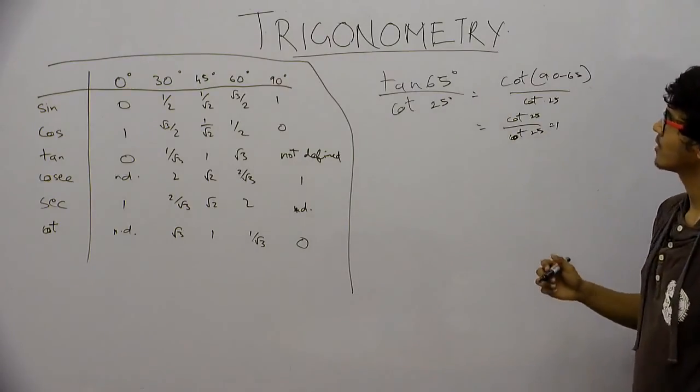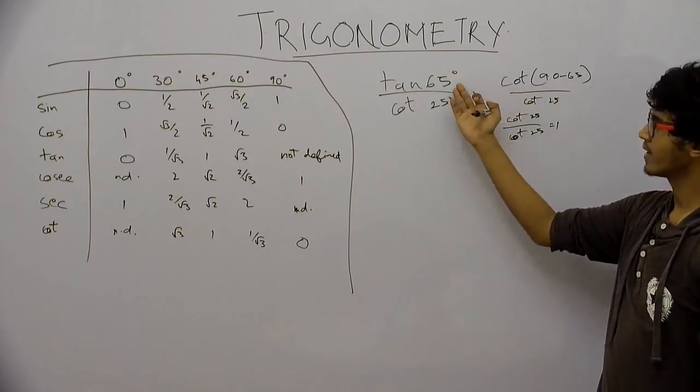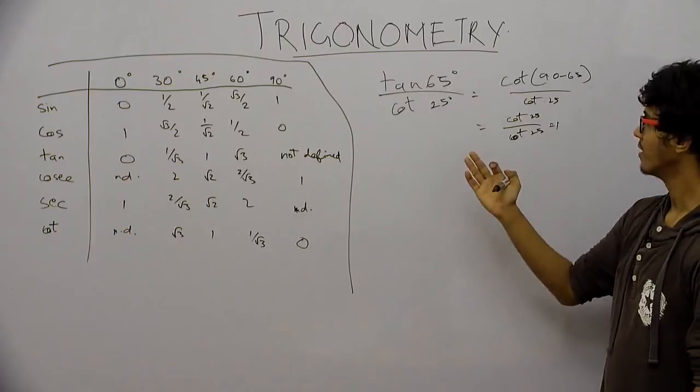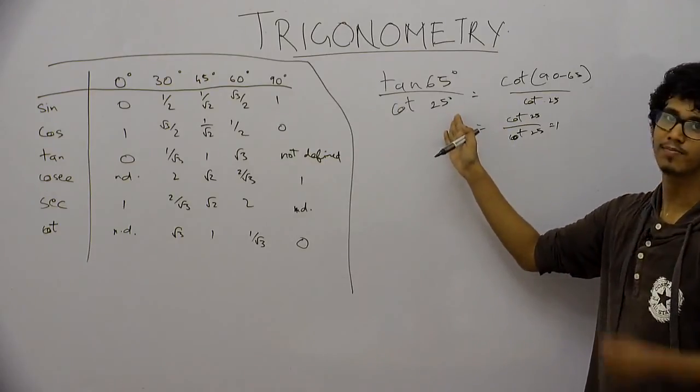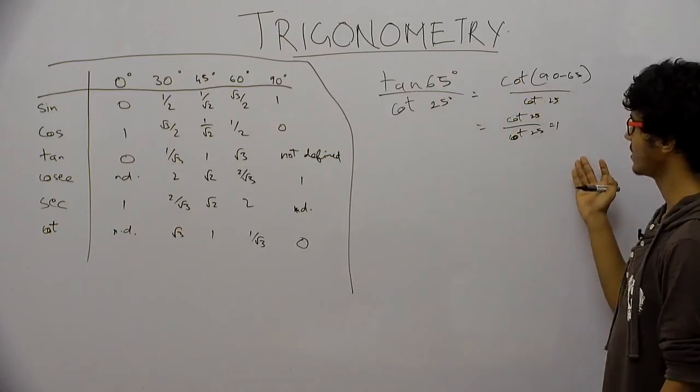So you see how complementary angles are useful, because even if we don't know the exact value at 65 degrees, or at 25 degrees, we can simplify such expressions using these results.